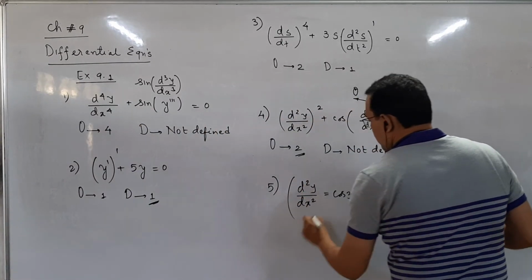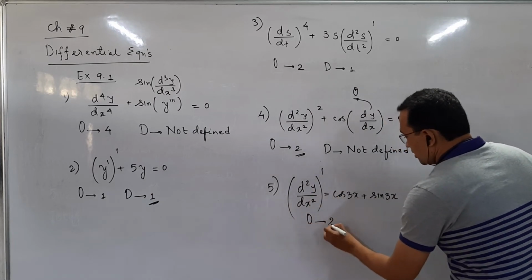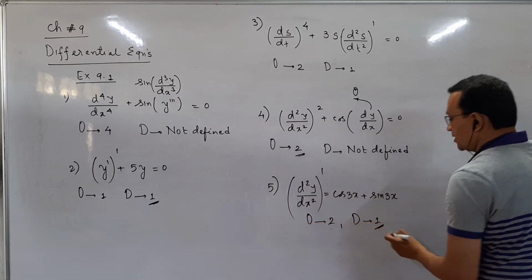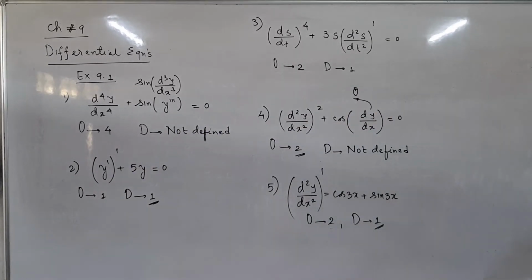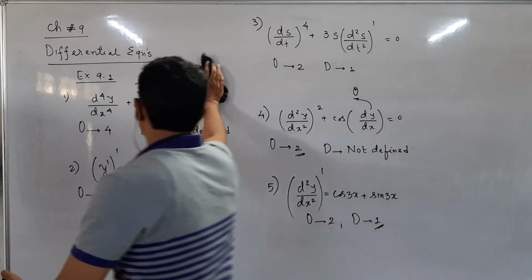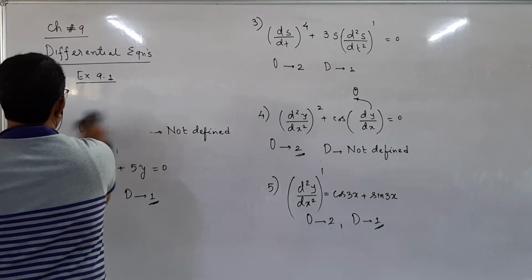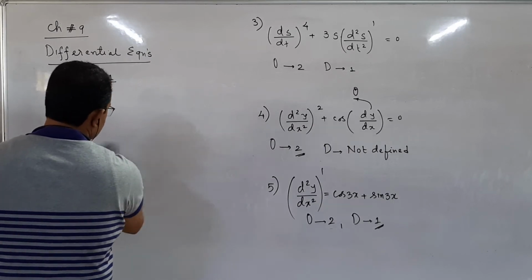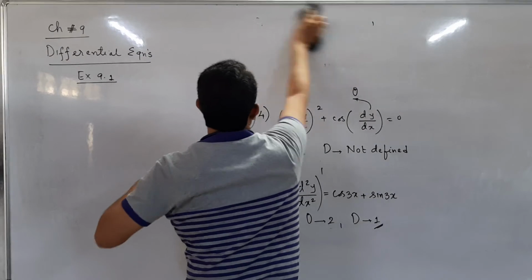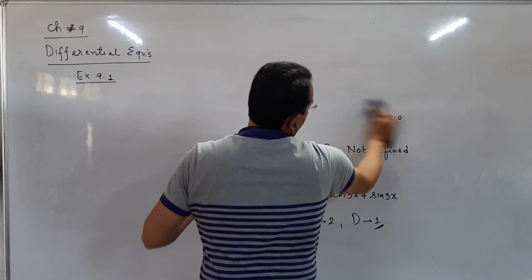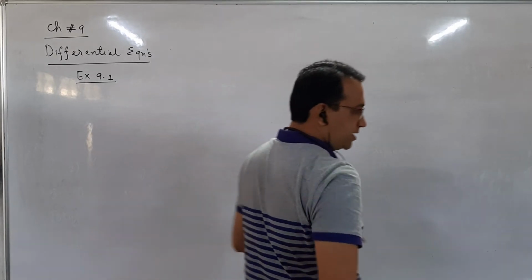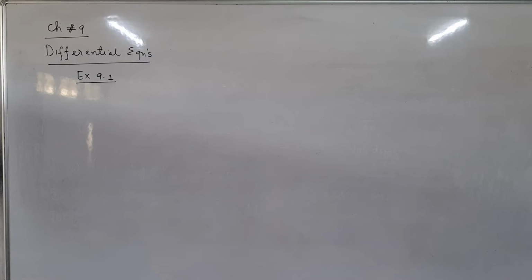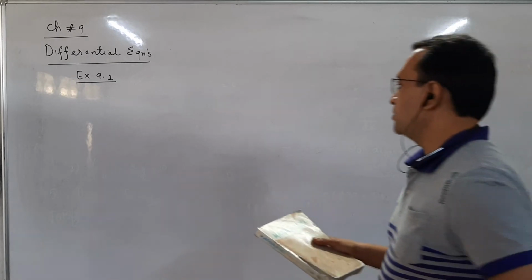Here, the highest order derivative is 2, so order is 2 and its power is 1, so degree is 1. So order 2 and degree 1. So degree is not defined whenever a differential equation is not written in a polynomial form of derivatives. Means that you must very carefully understand as well as remember, students. Okay, next for the set of questions, we'll start from sum number 6.